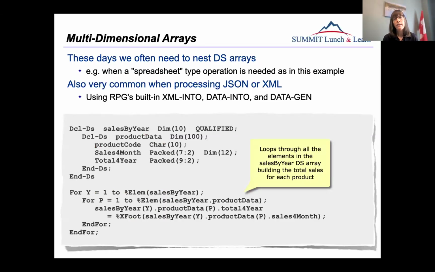And multidimensional arrays, this is really not terribly new, but a lot of people are just now getting into it because of things like JSON and XML and things like that. In this case, we're talking about sort of spreadsheet data where we've got our product data with the sales for the month. If we want to populate that total for year value there, we could use a for loop like you see down here, which just loops through and does a crossfoot of all the sales for months for each of the elements in the array.